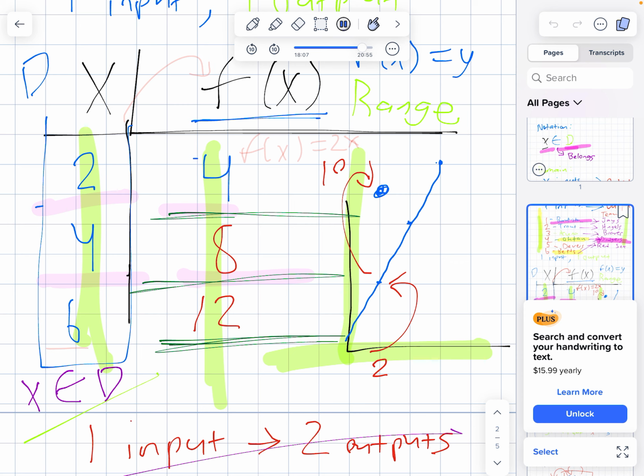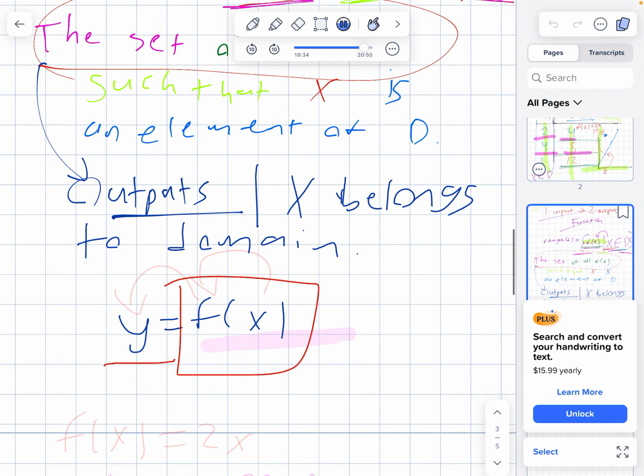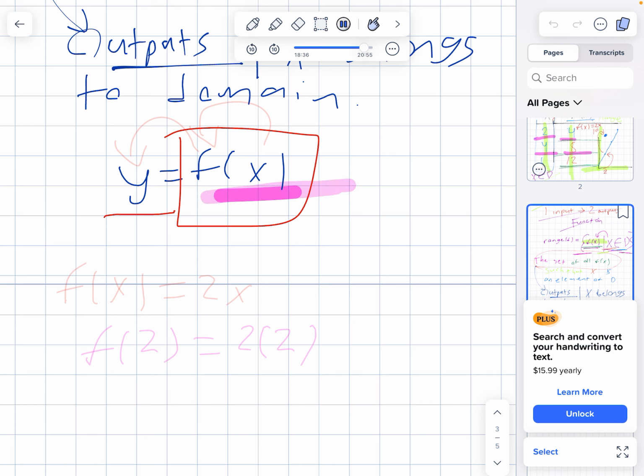Range. We discussed range. Range is a fancy way of saying all of our outputs, f of x. And just before I forget, let's make a quick note. When we write y is equal to f of x, well, what we really mean is that this is our output, and what we're doing here is we're running an operator. So when we put an x into our function f, it will spit out a y.